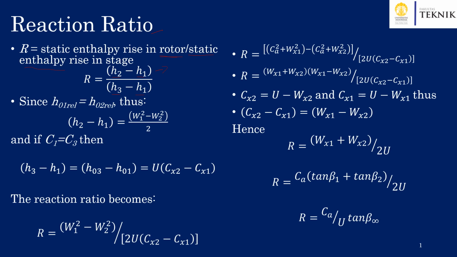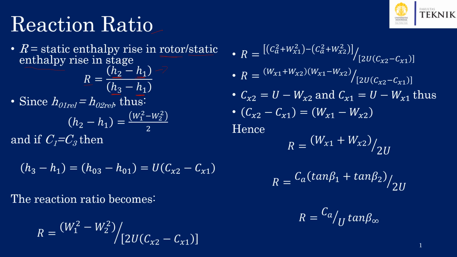And mathematically we can write it down as R, or reaction ratio, equal to the ratio between a static enthalpy H2 minus the static enthalpy H1. So this belongs to the rotor outlet, this is at the rotor inlet, and this is the static enthalpy rise across the stage, H3. This occurs at the stator outlet, and this is at the rotor inlet, H1, static enthalpy.